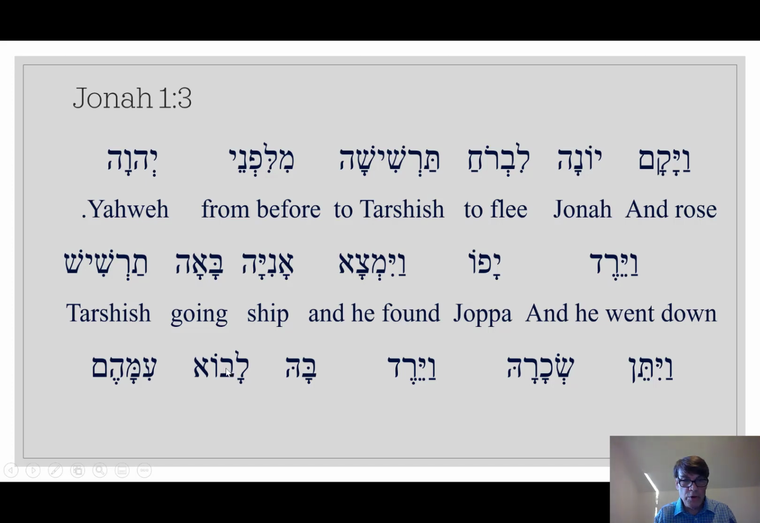Lamed, bet, notice no dagesh. With the dagesh, it's b. Without the dagesh, it's v. Don't worry, you don't have to know that yet. It's a bet. That's what you need to know. Lamed, bet, vav, aleph. Lavo.